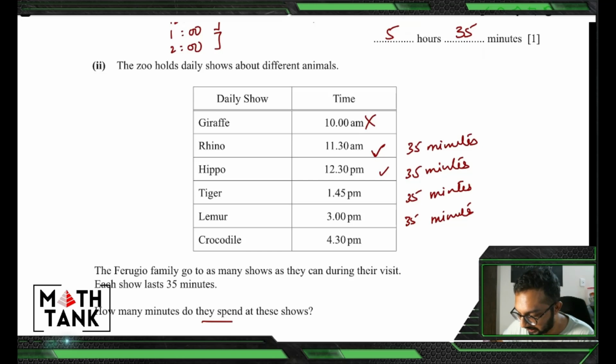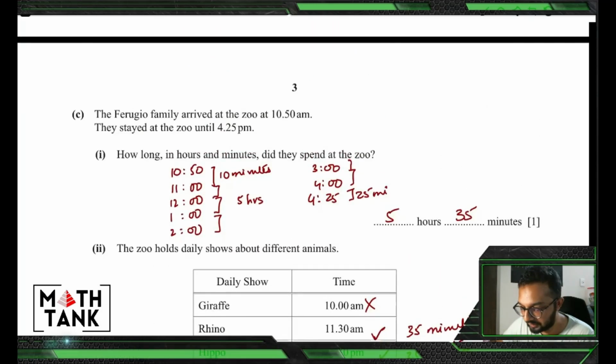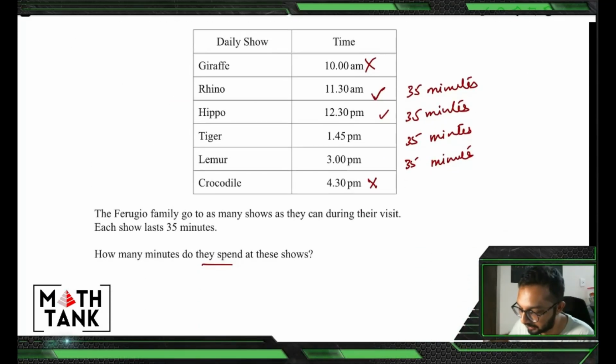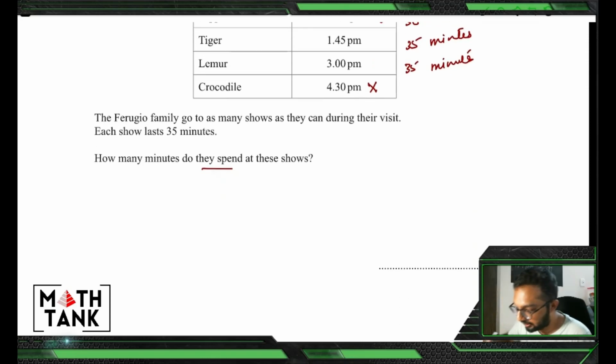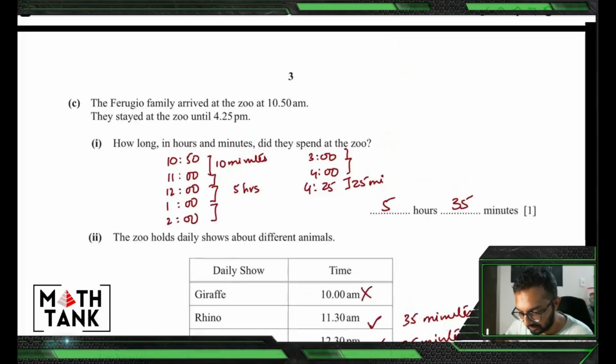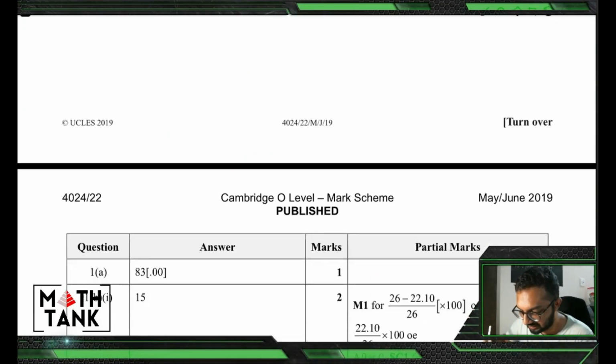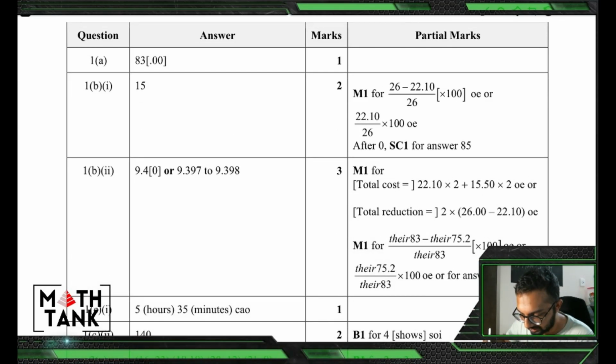And this next one starts at 4:30, so they've already left the zoo by then because they leave at 4:25. So that's 35 multiplied by 4. What do you get? 140 minutes. Why is this question there? It's just a really basic question and has a lot of marks too. Let's check if we got it right.